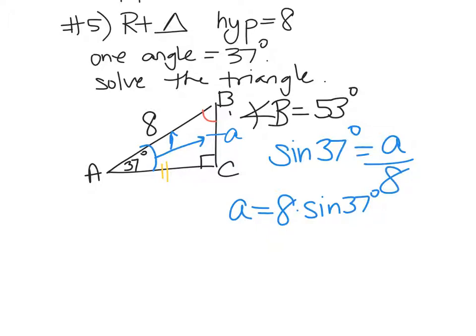Oh, wait. I'm in radian mode. Okay, if you're ever not sure, check, or you can put a degree symbol in. So 8 sine 37, then A is going to be approximately 4.8.